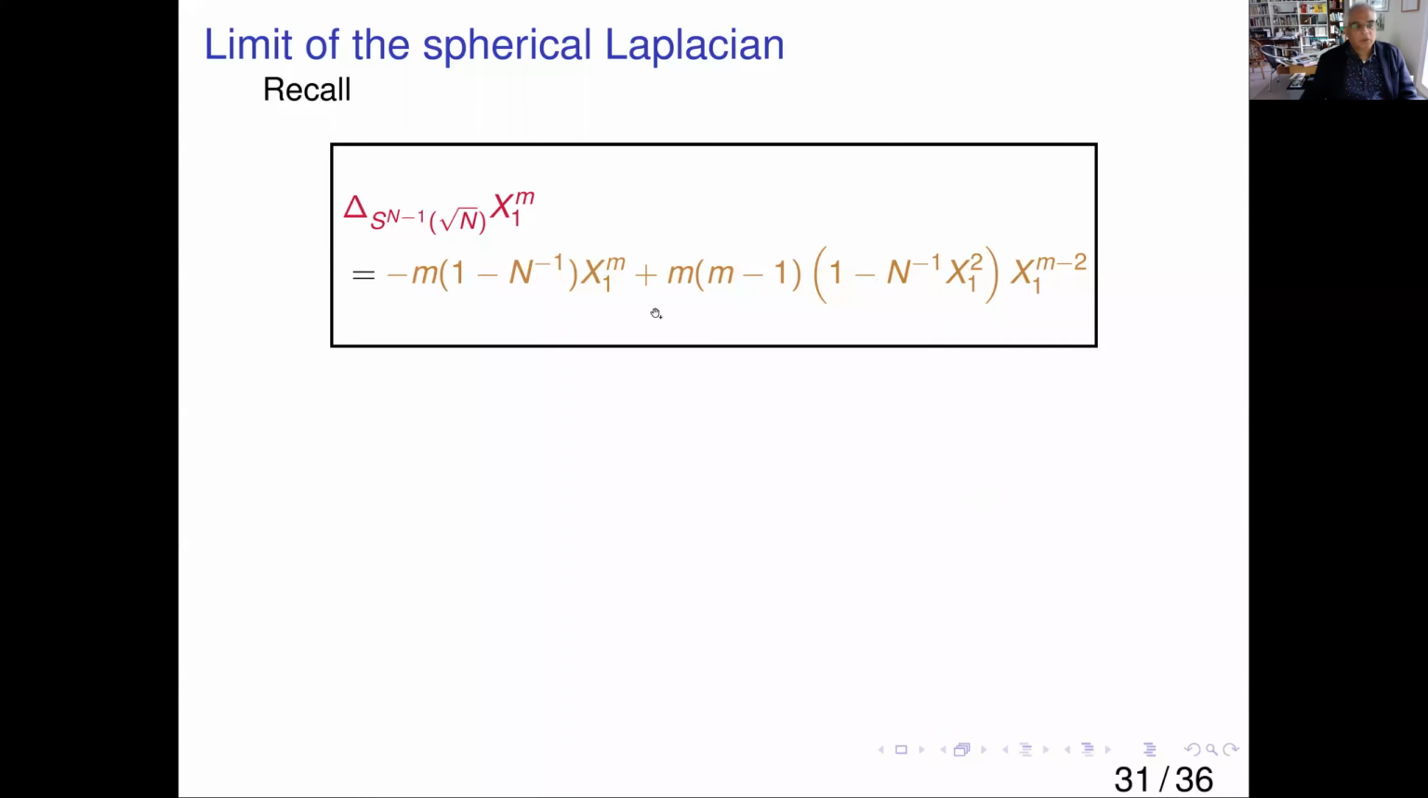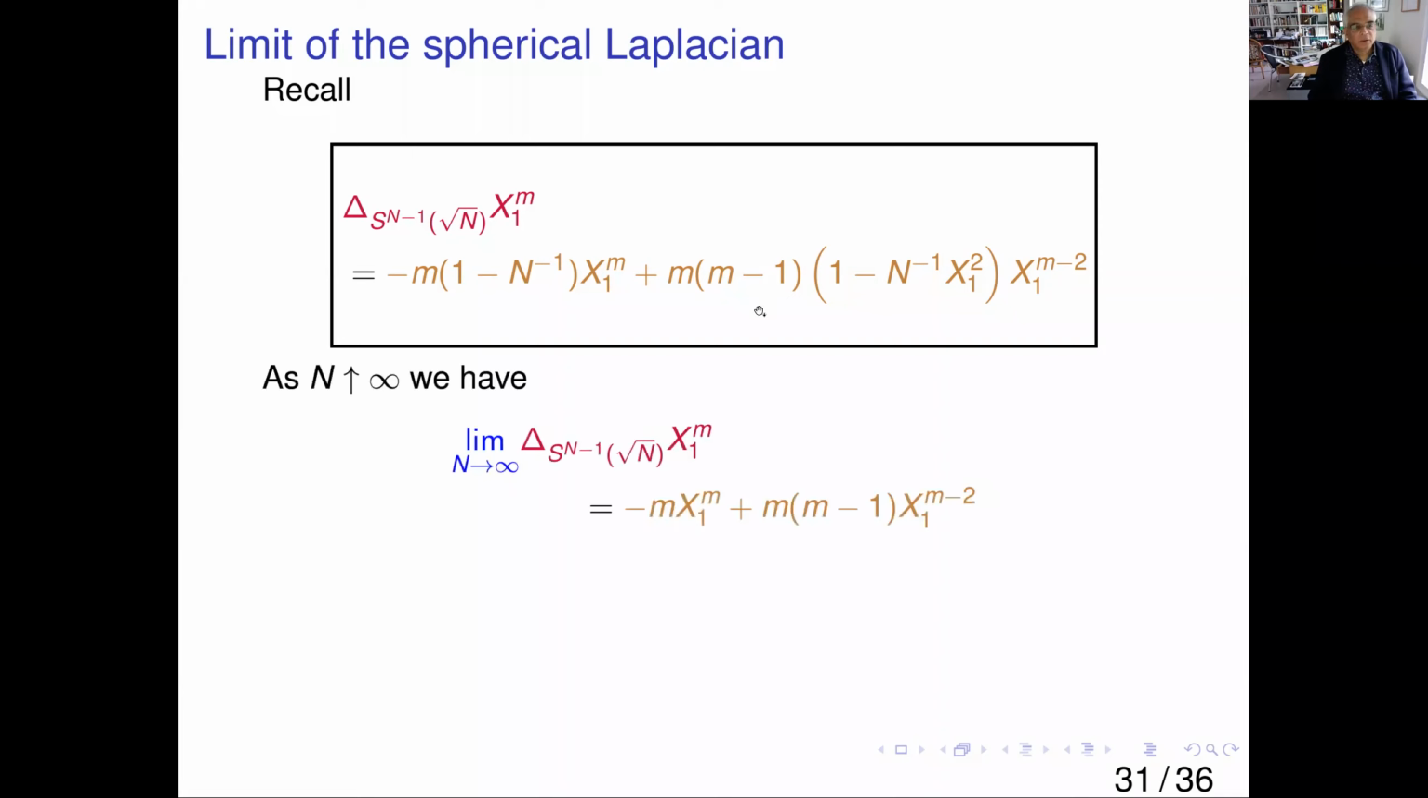Okay, so going back to x1 to the m, we had derived this formula. We had computed the Laplacian and we found it to be this. So if, this is a remark I had already made before, if you let big N go to infinity, you let the dimension blow up, then you actually get a nice formula here. And if you look at this, look what this is.